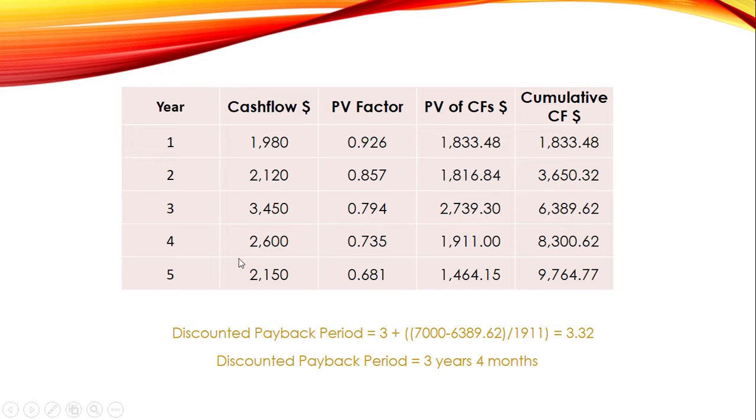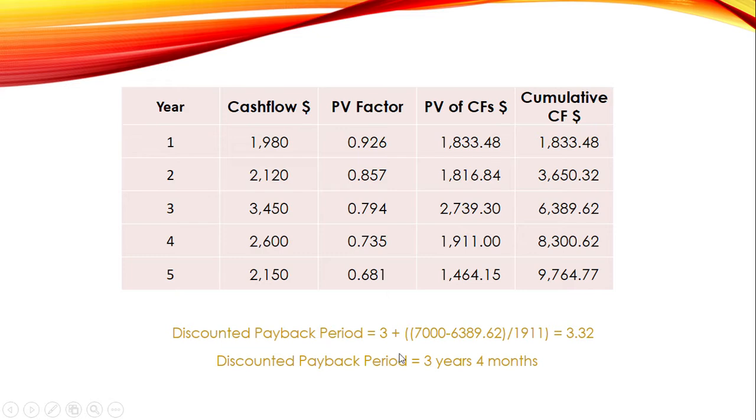So in year 4, we receive 2,600. The present value factor is 0.735. The present value of the cash flow is 1,911. So the cumulative cash flow is 8,300.62. So we can see that in year 4 we cover our whole $7,000 initial investment. So we need the whole 3 years plus part of the 4th year to recover our $7,000 initial investment.